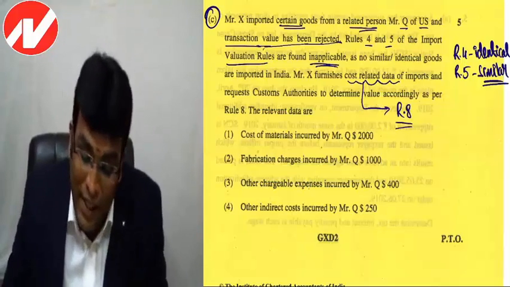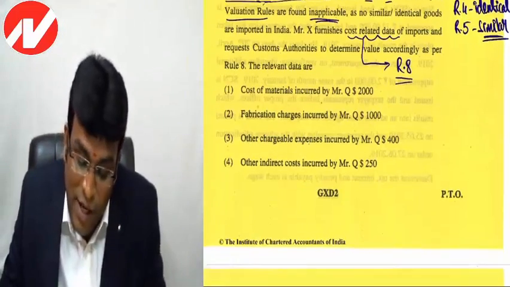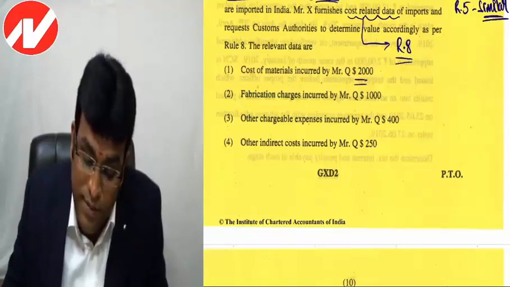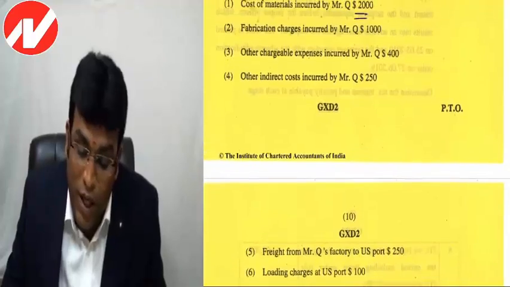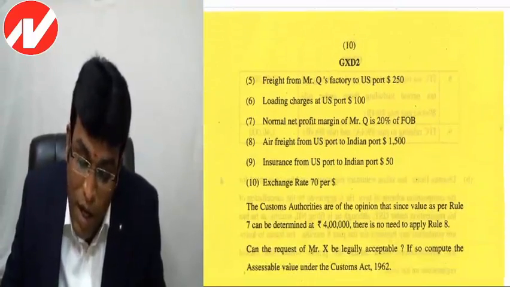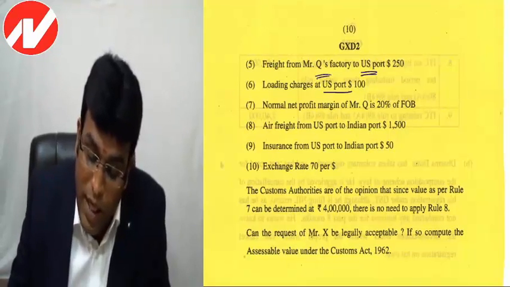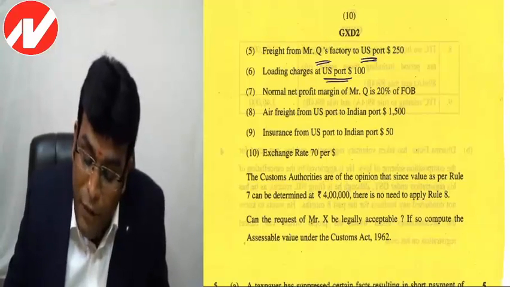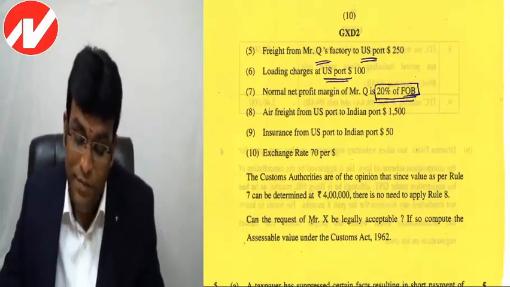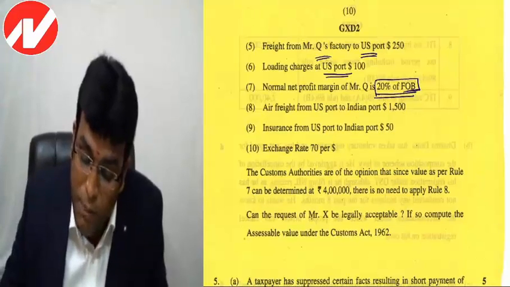See here, and request custom authorities to determine value as per Rule 8. Relevant data is cost of materials $2,000, fabrication charges $1,000, other expenses $400, indirect cost $250, freight from X factory to US port, loading charges US port, then normal net profit margin of Mr. Q is 20% of FOB. Clear, my dear friends? Then air freight from US port to Indian port.